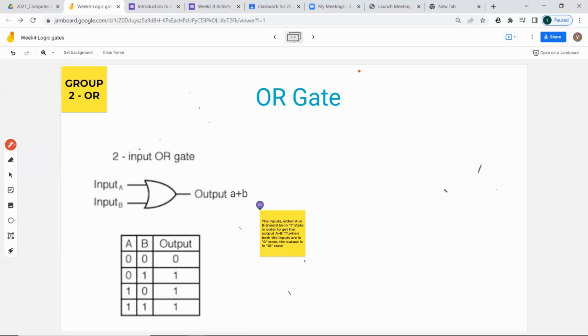Yeah. Our group, this is group 2, and we have selected the OR gate. The main basic concept of the OR gate is that one of the inputs must be in on state, or else one state, which is true state. So if either A or B is 1 over here, the output is 1. When both the switches are in 0 state, off state, the output is 0. That is the simple and basic concept of the OR gate.